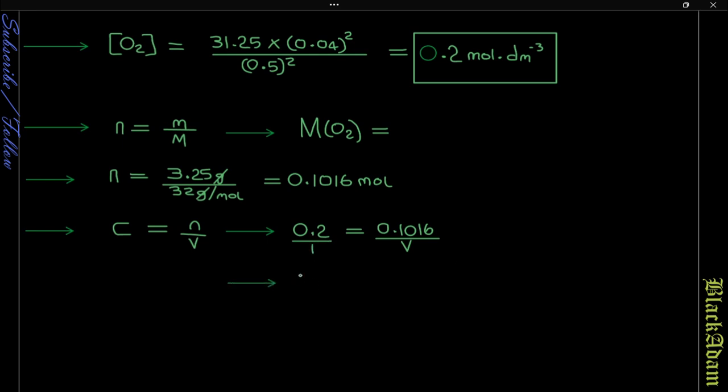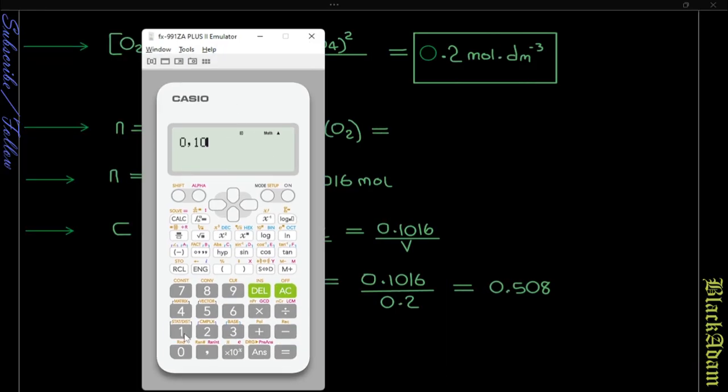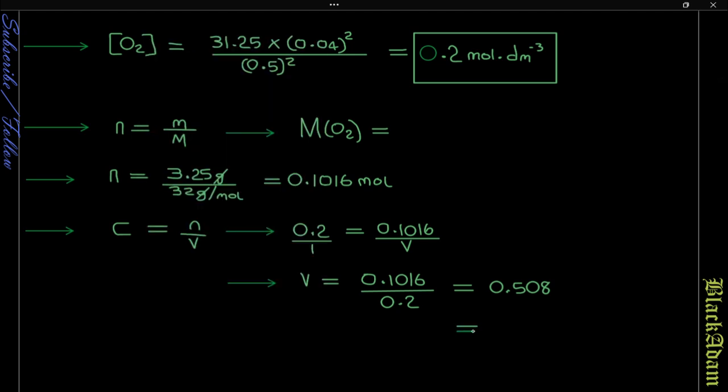So cross multiply, so volume is going to be 0.1016 divided by 0.2, and that gives us 0.508. So to 2 decimal places it is going to be 0.51 decimeter cubed. So that's our answer.